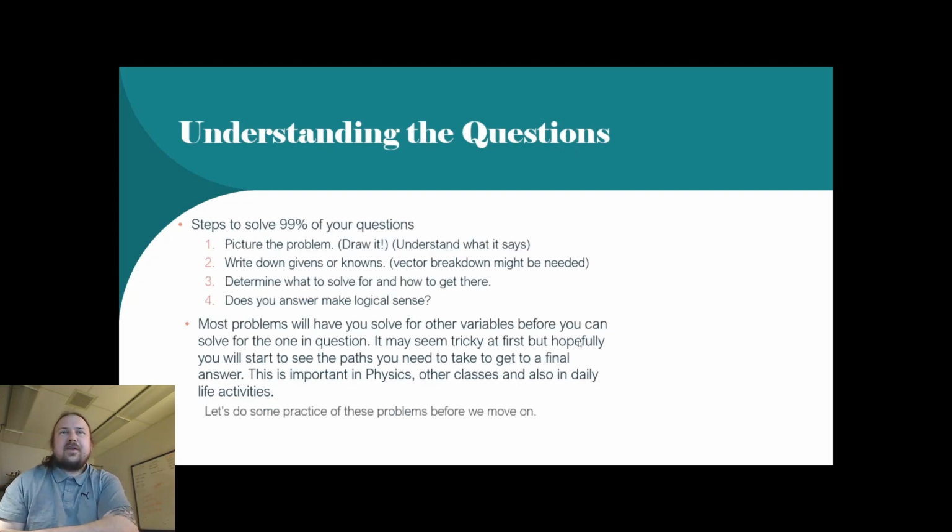Another part on understanding the questions here. If you follow the same steps, we can get about 99% of those questions out of the way. One, when you read a word problem like this, if you can picture the problem, you're halfway there. Draw it out if you can. We do a lot of drawings. I'm going to do a lot of drawings on the board for you. If you can draw it out, it means that you understand what it says. Okay, so just draw it out just like it is telling you what's going on in the problem.